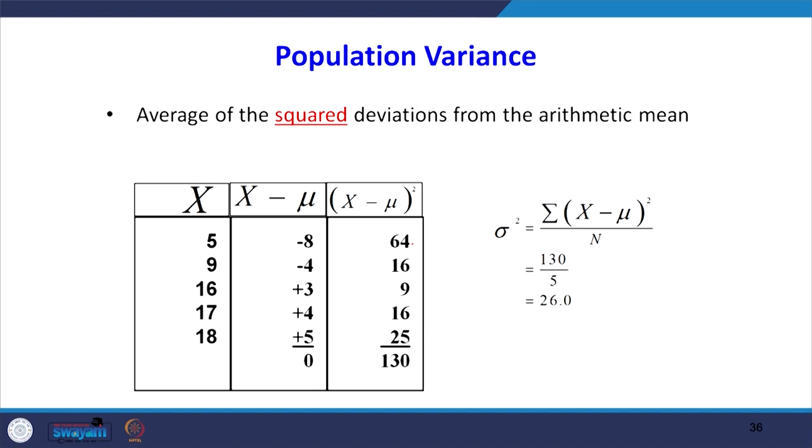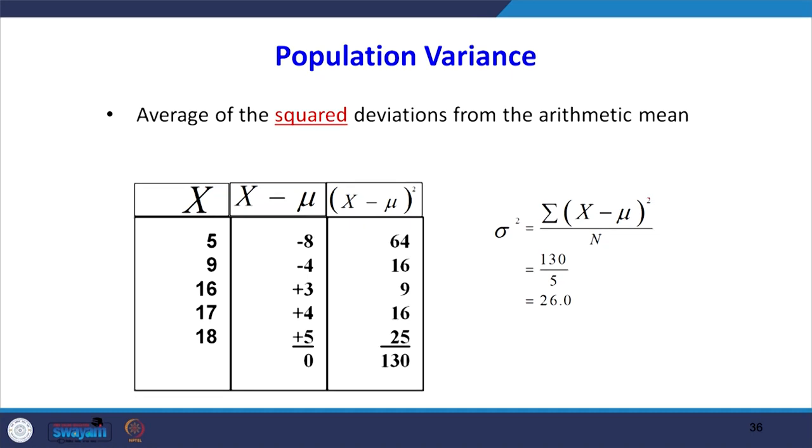So, here sigma squared is the sum of (x minus mu) whole squared, divided by n. So, 130 divided by 5. Here we are squaring. Why are we squaring? There are 2 reasons. One is to remove the negative sign. The second reason is to give a higher penalty for higher deviation values.